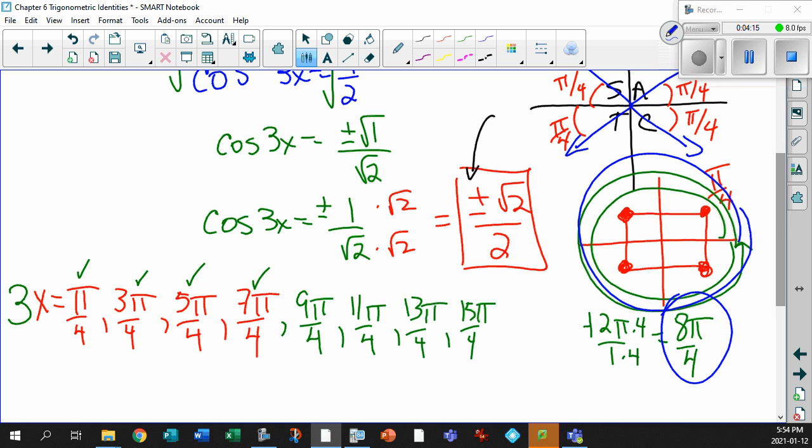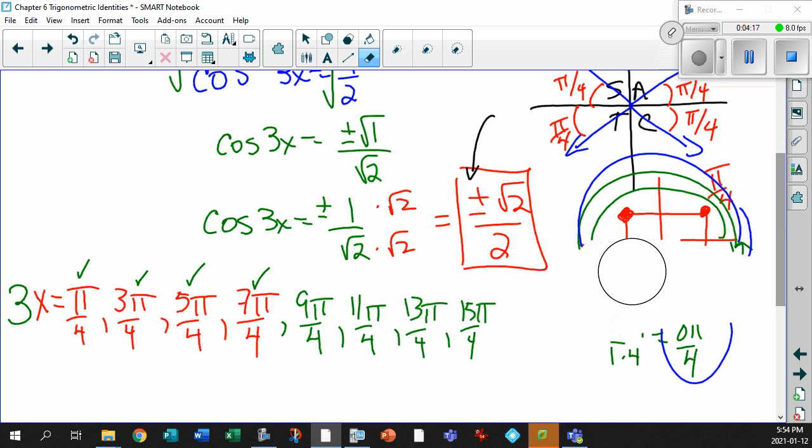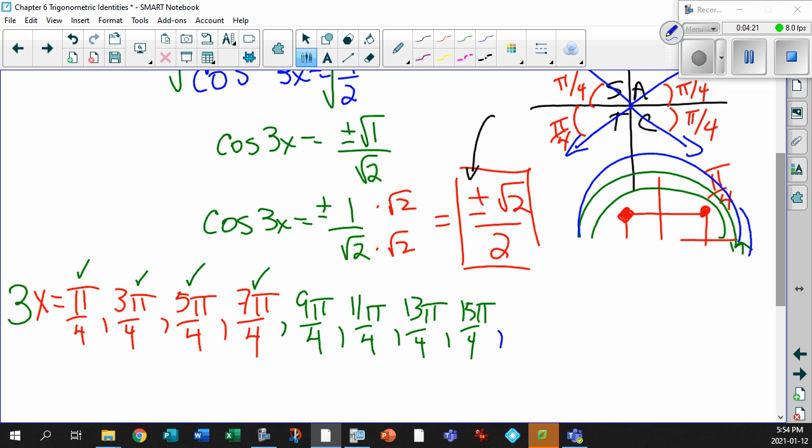Oh my goodness. Okay, so I know I have to add 8 pi over 4, but I'm running out of room, so let's clean this up. Add 8 pi over 4 to every single one of these. If I add 8 pi over 4 to this, I now have 17 pi over 4. Okay, comma. Add 8 pi over 4 to that, I get 19 pi over 4.